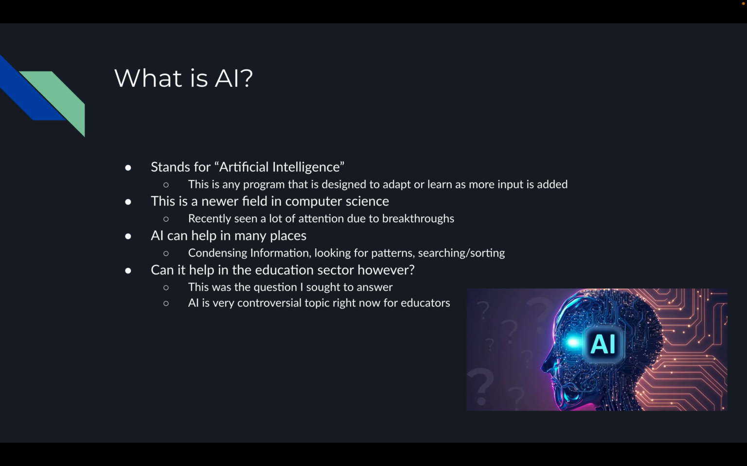And AI can help in so many places. It can help condense information. It can look for patterns, searching, sorting. Normal coding programs can really only do very tangible things, like look through this program and count how many times you find this instance, or things that are very math oriented. They aren't good at creative things, because generating new ideas is something inherently intelligent, hence where the term artificial intelligence comes from.